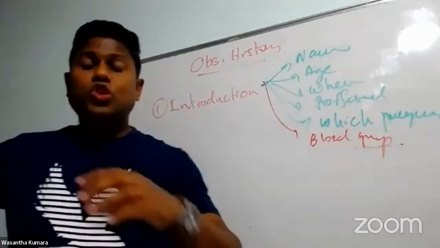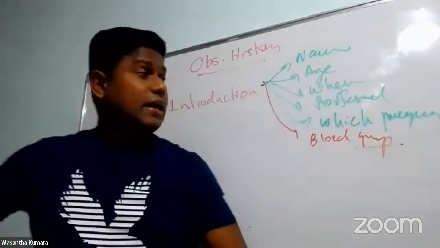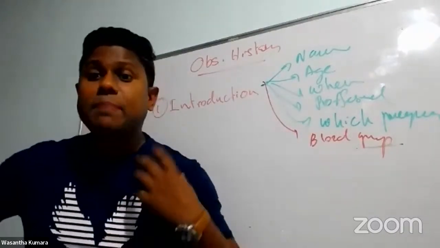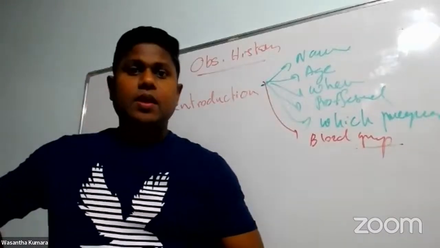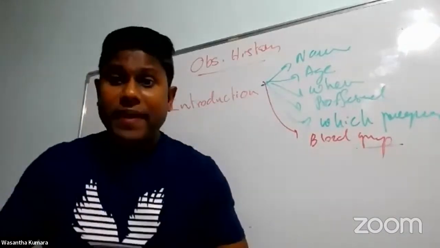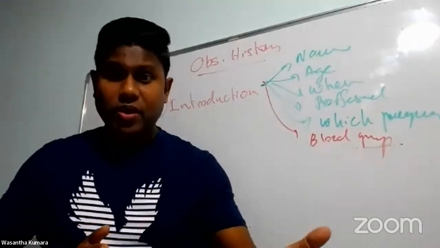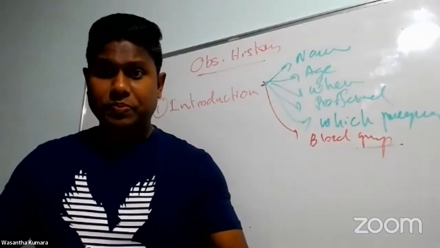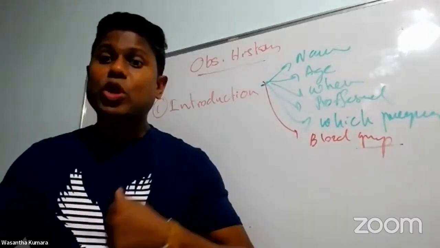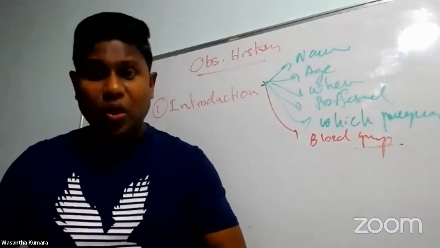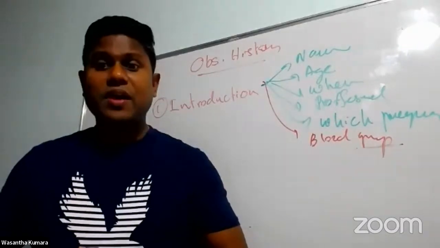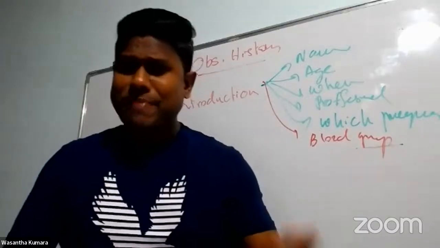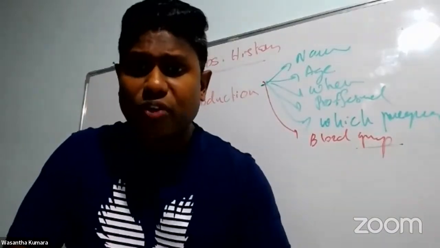Right, so when you are presenting these introductory findings to the examiner, you have to always start with saying that my patient is Mrs. Kanti Pereira or Mrs. Prashanti Pereira. She is 25 years old, primary mother from Nittambuwa area, that is about 20 kilometers away from the hospital. She is a housewife and her blood group is O positive. Like that, in 2-3 sentences, maximum 3 sentences, you have to finish off your introduction.